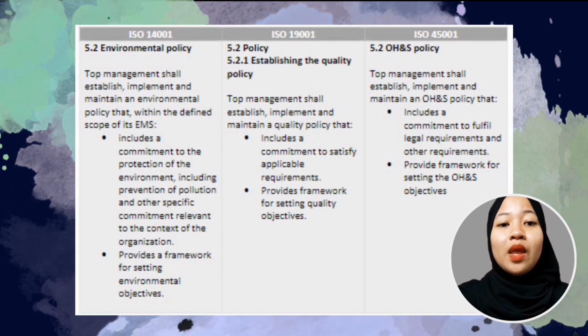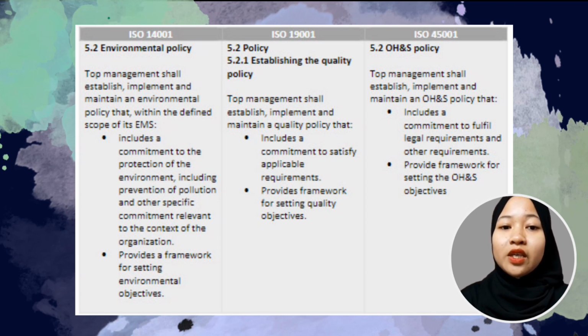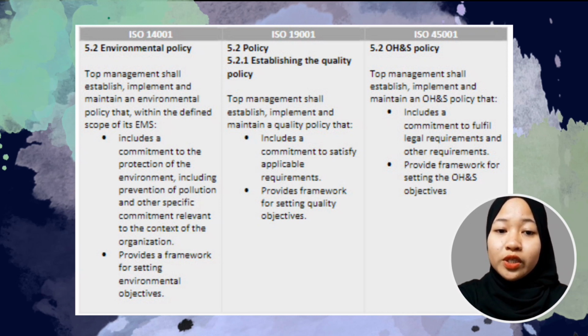Next, we move to the next subclause, which is environmental policy. For ISO 14001, top management shall establish, implement and maintain an environmental policy that, within the defined scope of its EMS, first includes a commitment to the protection of the environment, including prevention of pollution and other specific commitments relevant to the context of the organization, and provides a framework for setting environmental objectives.